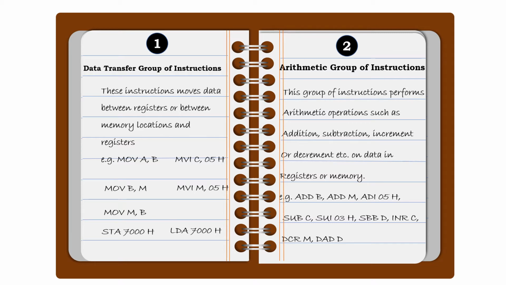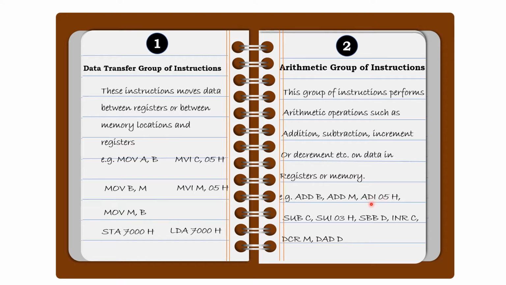In this example they have given some examples: ADD B, ADD M, ADI 05. Now what is the meaning of this? Here they have given examples: ADD B. ADD B means you just add the register B with the accumulator. So whatever the content of the accumulator and whatever the content of B is added, and the result will again be placed back to the accumulator. ADD M means the content of the memory location which is pointed by the HL pair is added with the accumulator.